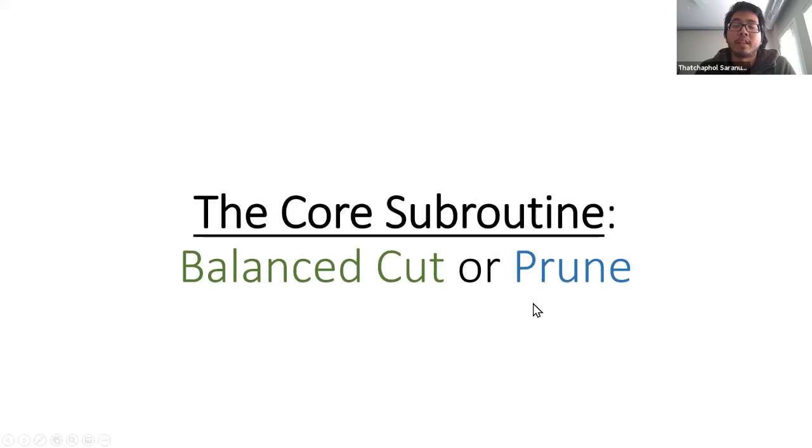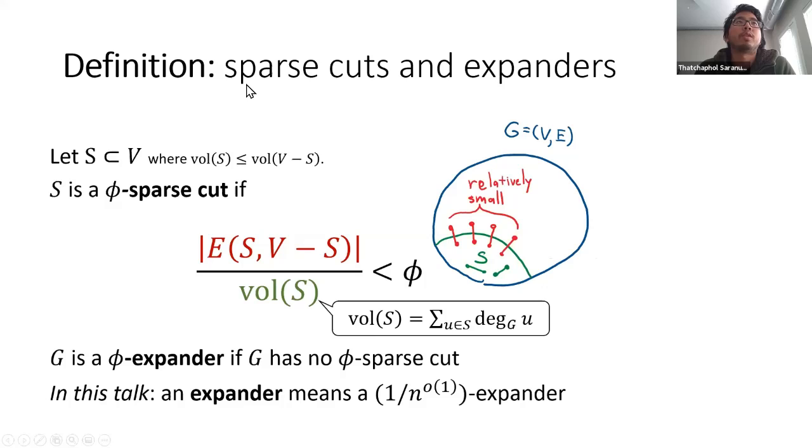It turns out that the core subroutine of all of these applications is based on something called the balanced cut or prune subroutine. Let me tell you what this core subroutine is, but to do that, I need to define something first. We say that a cut S is a phi-sparse cut if the number of edges that go out of S, compared to the volume of S, which is basically the sum of the degrees, is less than phi. Think of phi as something smaller than 1. So the edges going out of the cut are relatively few compared to the volume of the set. That is a phi-sparse cut.